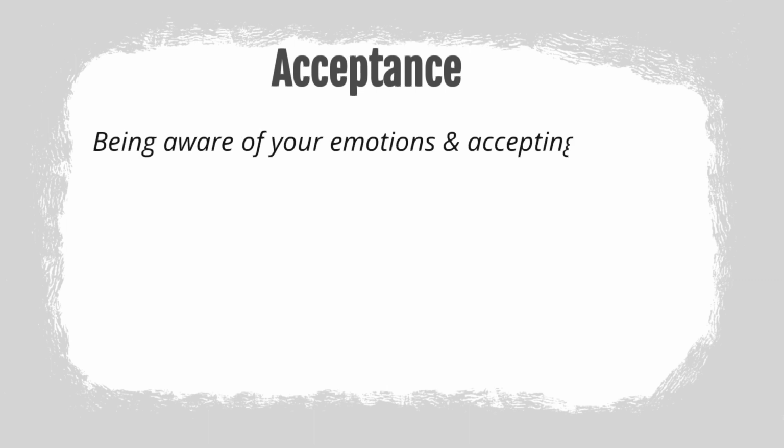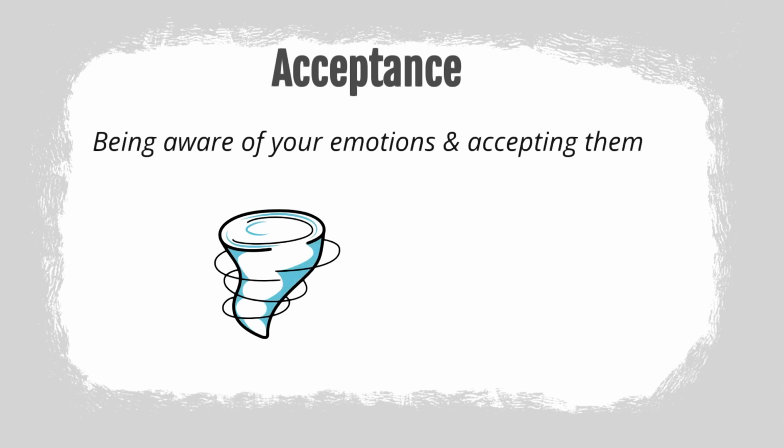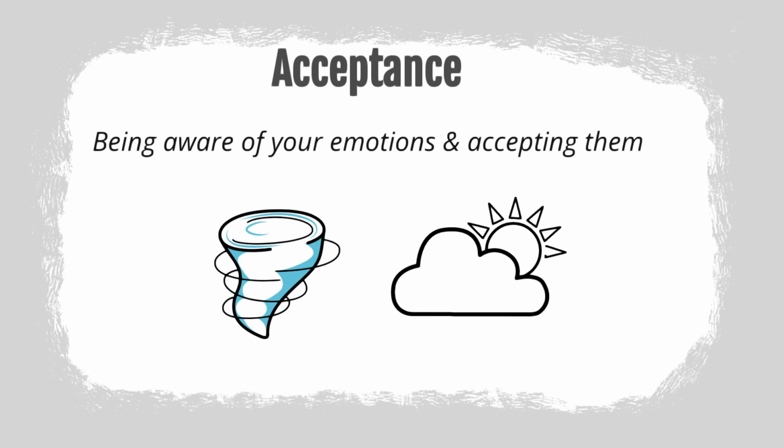Acceptance means being aware of your emotions and accepting them for what they are right now, knowing that they will pass. It is a skill that helps you remain calm while the emotional weather happens. So instead of feeling unpleasant emotions like a tornado, it feels more like slight rain that comes and goes. So how can you do this?